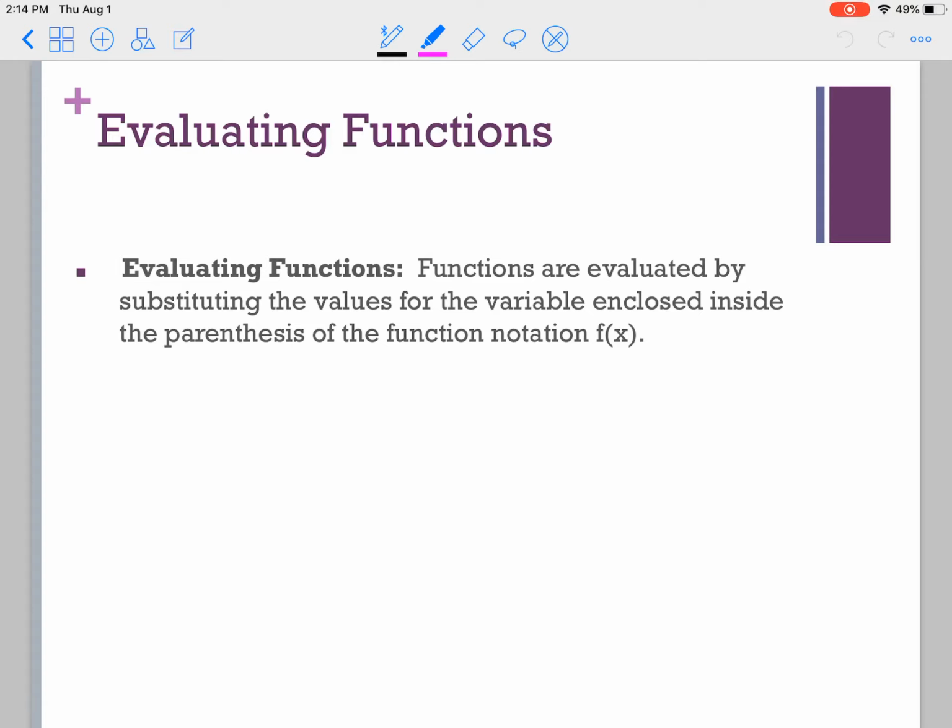Okay, so how do we evaluate functions? Functions are evaluated by substituting the values for the variable enclosed inside the parentheses of the function notation, f of x.